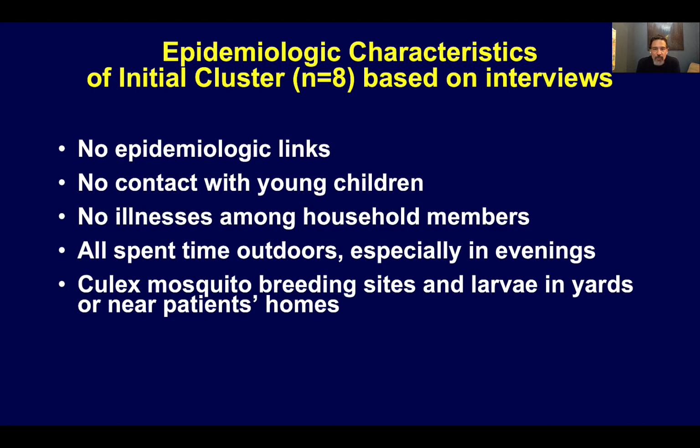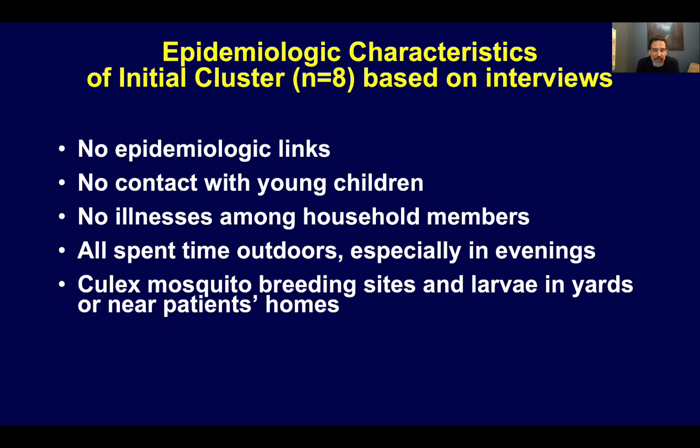But all the patients were noted to spend a lot of time outdoors around their homes in the evenings, engaging in activities like gardening. This area of Queens is a very residential area and very lush and green at that time of year. And so in addition, investigation by an entomologist revealed that there were mosquito breeding sites and evidence of larvae in the patients' yards and neighborhoods. This was part of the investigation that included an environmental investigation in addition to talking to patients. So based on these findings, an arthropod-borne virus, or an arbovirus, was suspected as the cause of this encephalitis cluster.